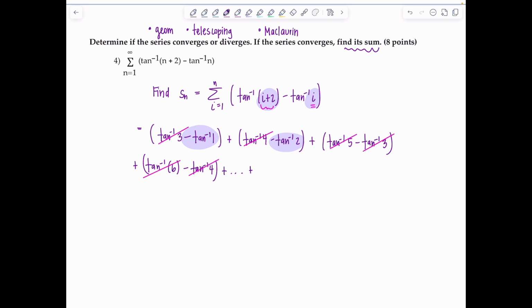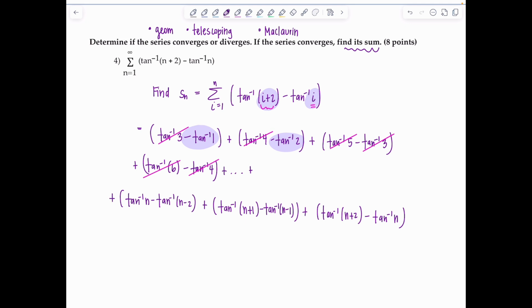Let me do i equals n. So this will be tan inverse of n plus 2 minus tan inverse of n. I'm going backwards. Then n minus 1: tan inverse of n minus 1 plus 2 would be n plus 1, minus tan inverse of n minus 1. N minus 2: tan inverse of n minus tan inverse of n minus 2. You want another one? N minus 3: tan inverse of n minus 3 plus 2 would be n minus 1, minus tan inverse of n minus 3. Okay.